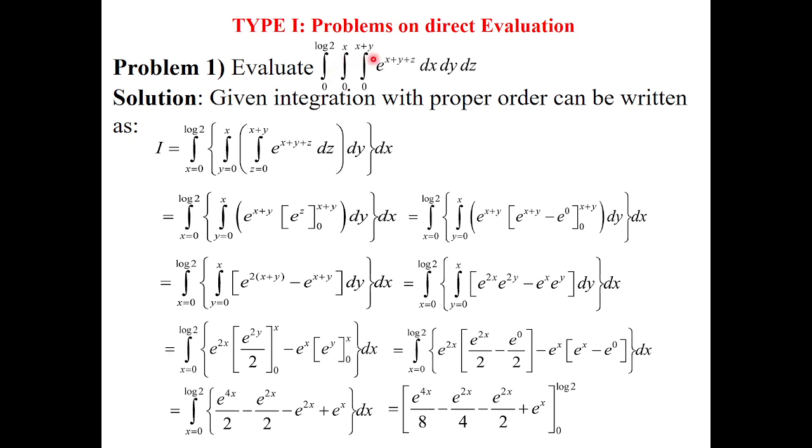Now, z is removed. Which are the remaining two variables? x and y. Now these are limits in terms of x, so we will integrate with respect to y, and lastly with respect to x. Let me repeat.